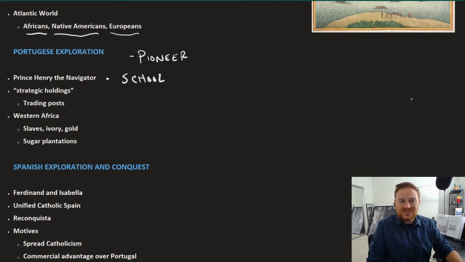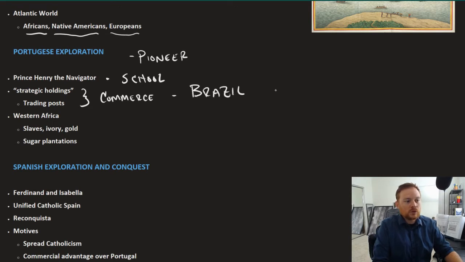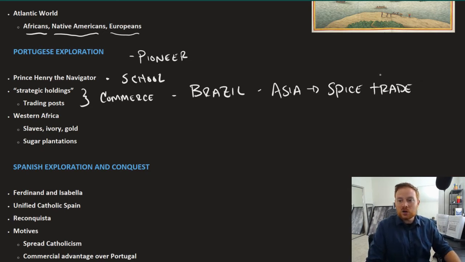For Portugal, though, their success in this age of exploration comes mostly from trading posts and what we call, quote-unquote, strategic holdings. That is, they're very much interested in commerce. Although Portugal has very limited New World possessions, specifically Brazil, for the most part, most of the money being made by Portugal is in Asia, with things like the spice trade, right? This is where the Portuguese make most of their money. So the Portuguese are less interested in conquering large areas of land or a large number of people. That's mostly because they run into obstacles in the Old World. Instead, they're focused more on commerce, trading posts, etc.